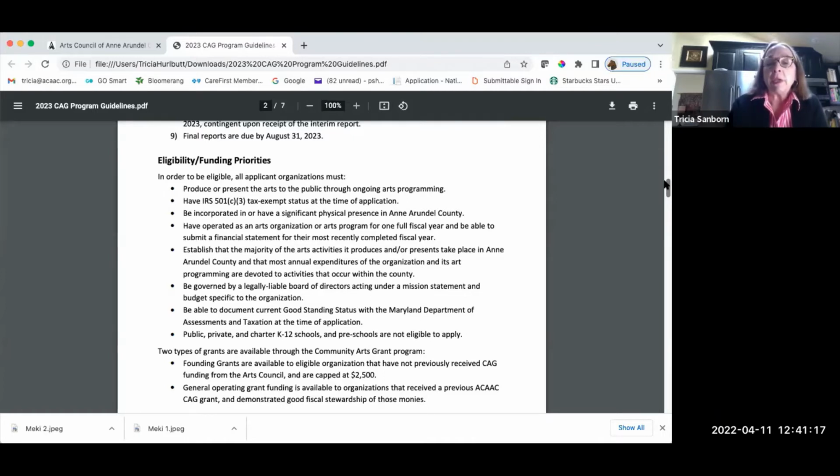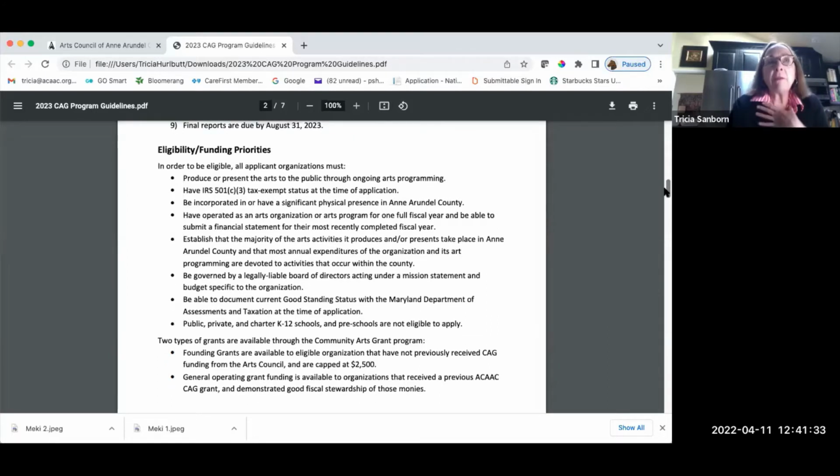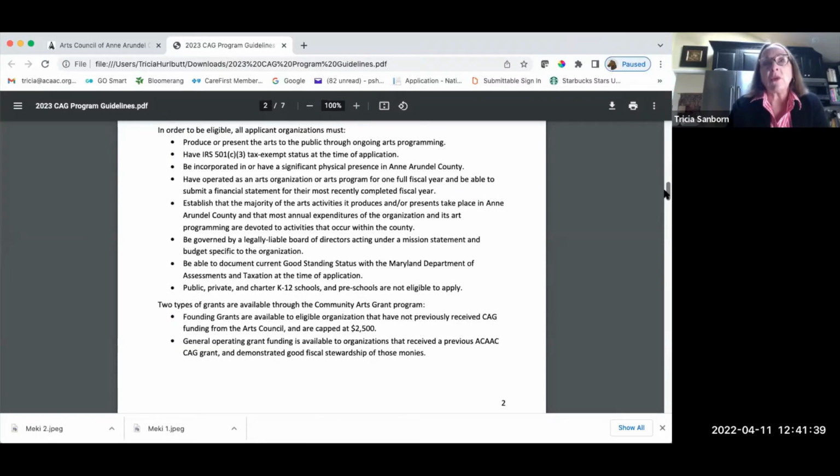You have to have been in operation for at least 1 year under the supervision of a board and be able to document good standing with the Maryland Department of Assessments and Taxation at the time of application. And we do check again at the time of payment. So I go through again, just to make sure that you're up to date.